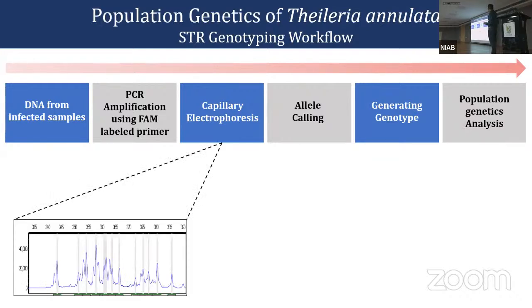Now I want to mention here that when you do capillary electrophoresis, you get a chromatogram like this, and each peak represents a single band. Generally, a single locus should contain a single band, but here you can see that there are multiple bands. So it means that the sample contains multiple genotypes of the parasite. But for population genetics, we need to consider a single allele for a single infection, because we need to create the multi-locus genotype, I mean MLG.